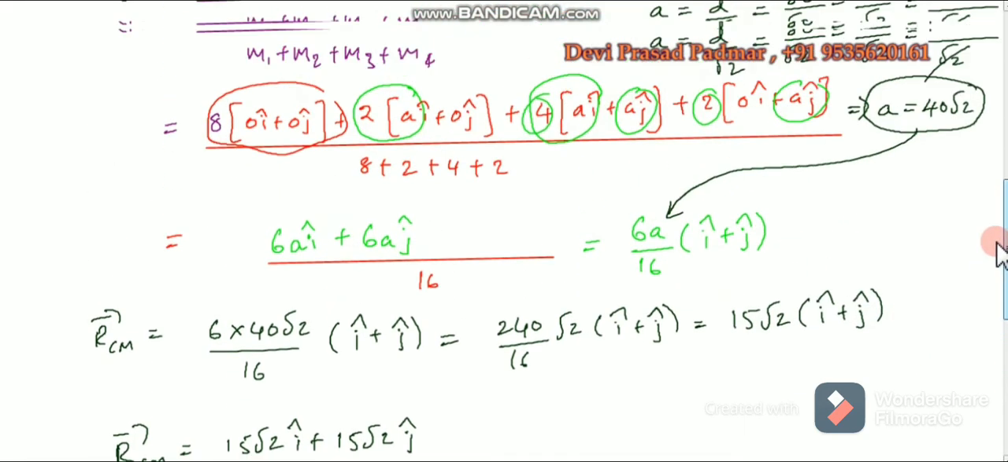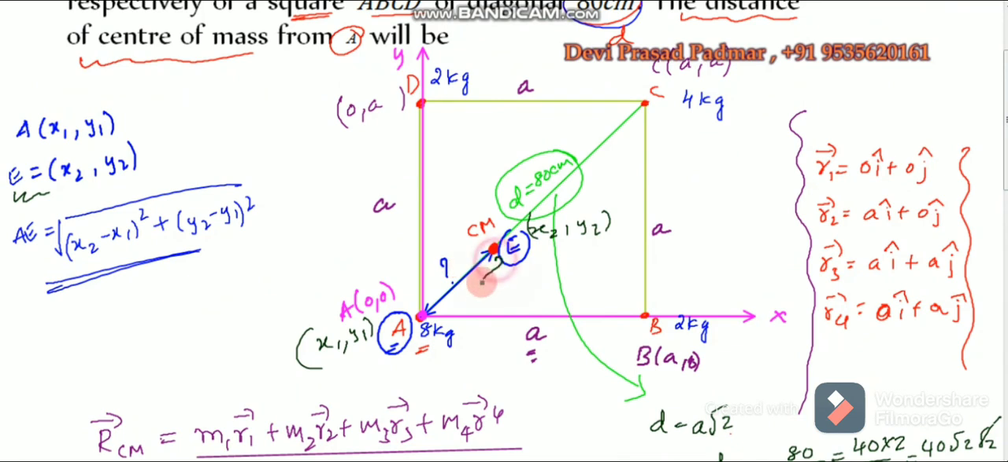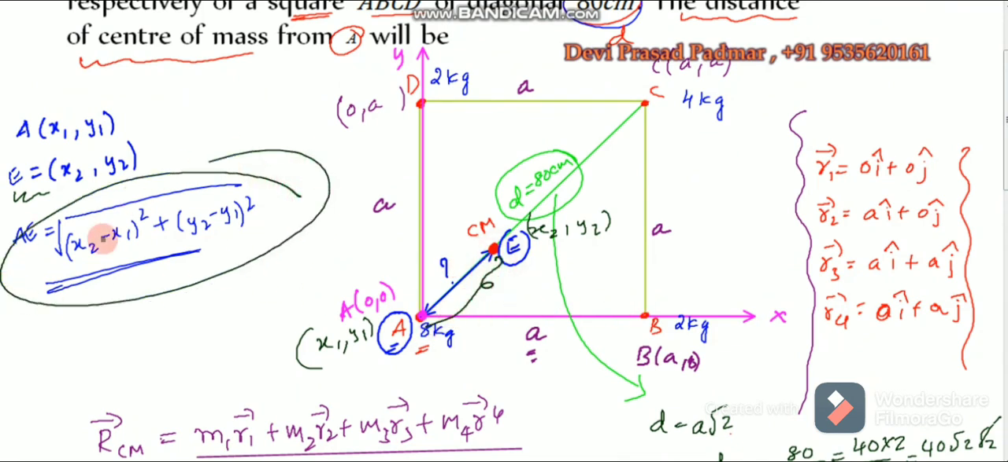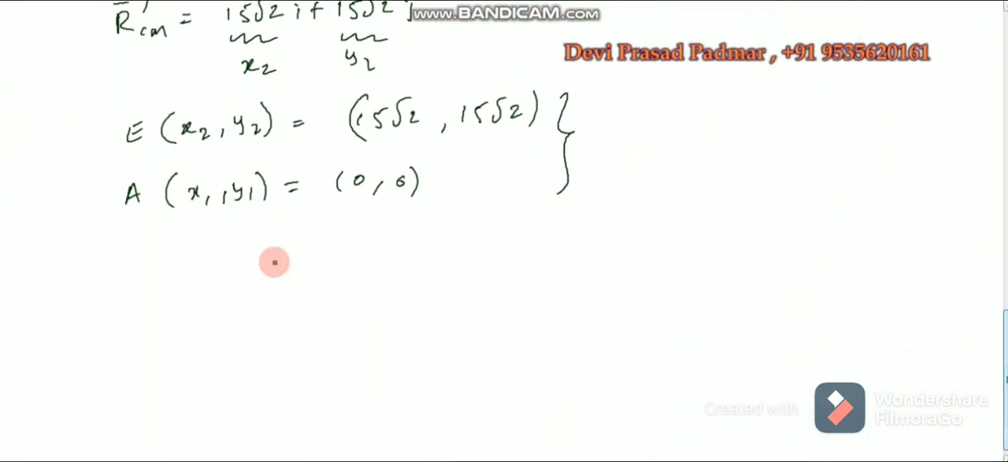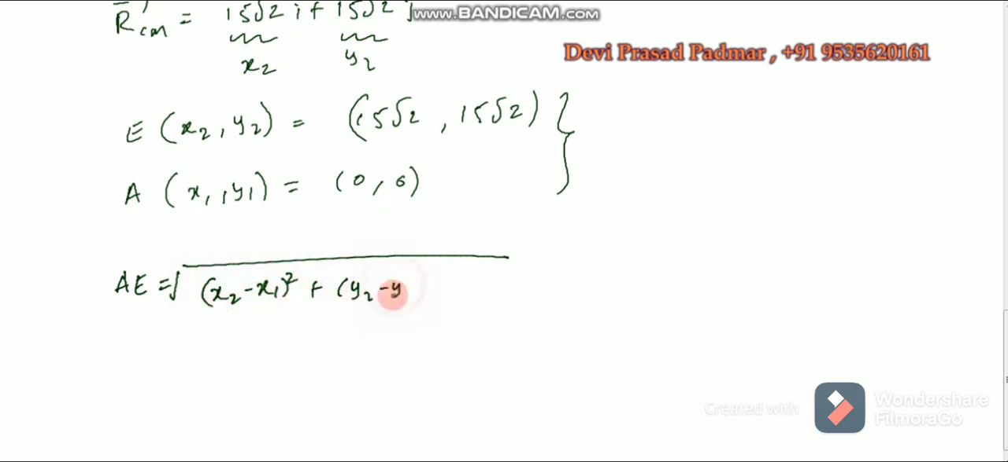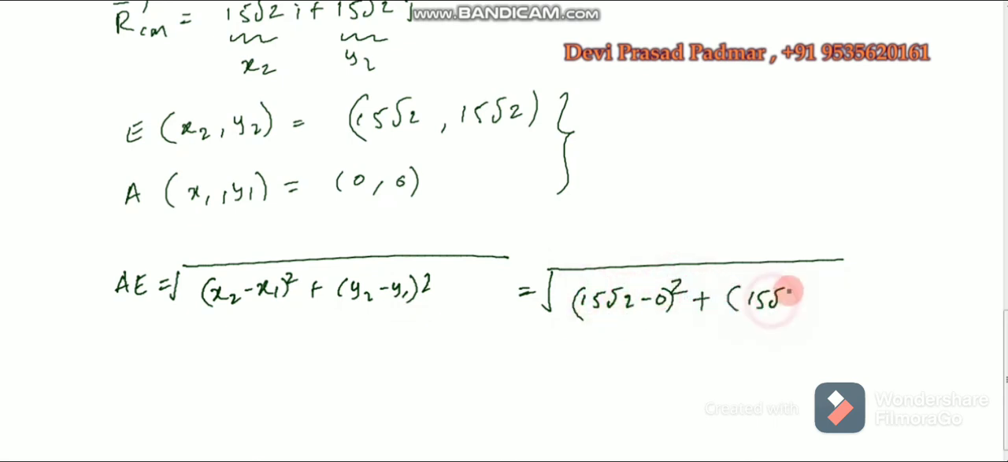So now you can get the value of distance. So distance from here to here using this distance formula. Just substitute that, what do you get? So distance, that is AE, is equal to root of x2 minus x1 whole square plus y2 minus y1 whole square. So just substitute the values, 15 root 2 minus 0 whole square plus 15 root 2 minus 0 whole square. So if you simplify, you will get root of 900.